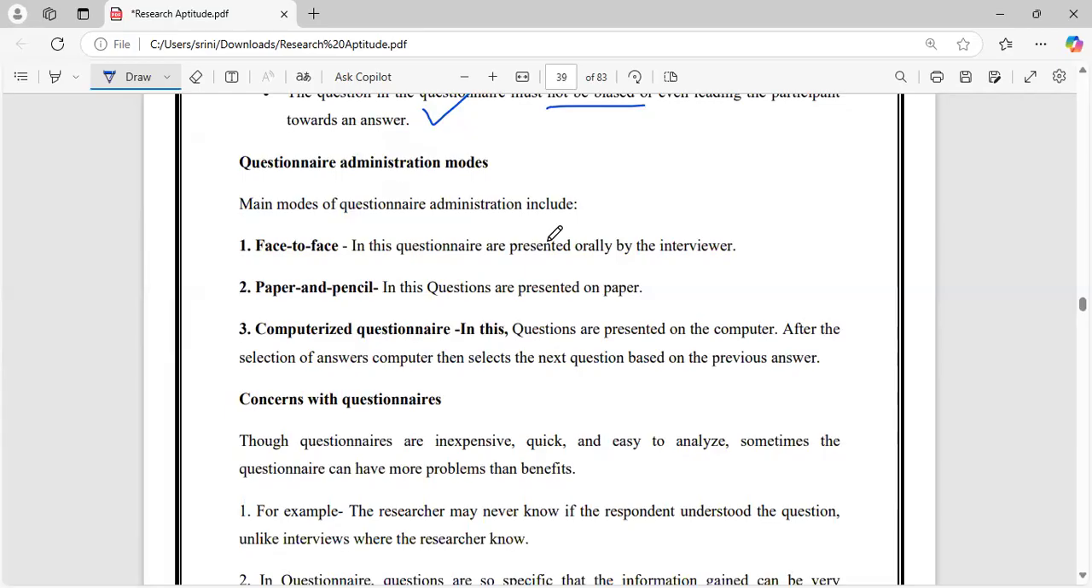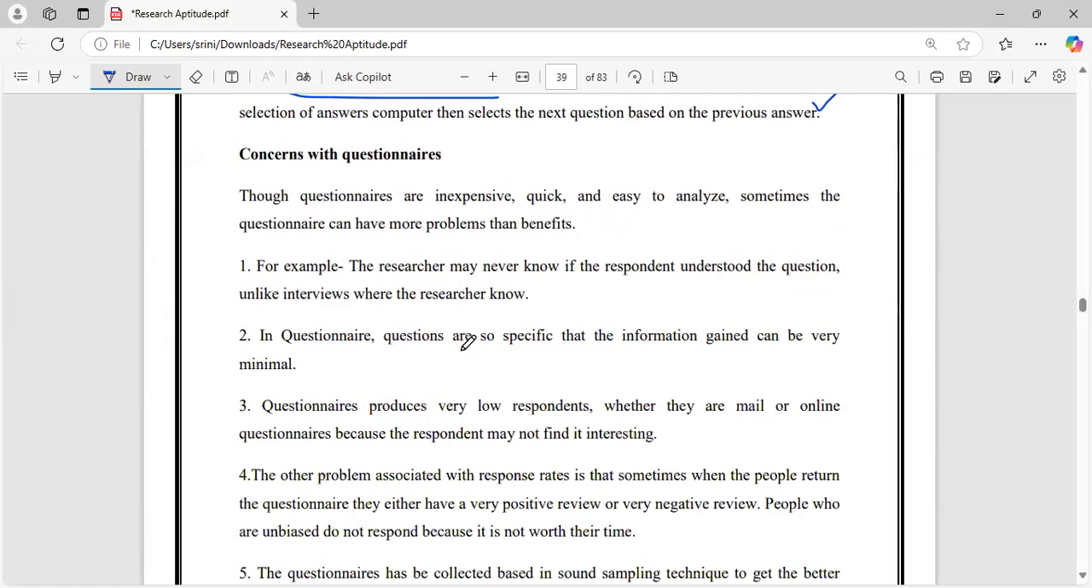Face to face: here the questionnaire is presented orally by the interviewer. Paper and pencil: questions are presented on paper and respondents can give answers using a writing method. Computerized questionnaire: in this, questions are presented on the computer, and after the selection of answers, the computer selects the next question based on the previous answer. Possible. We are using online forms like now.